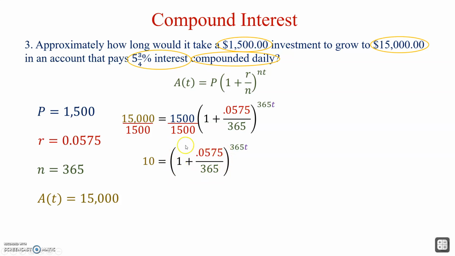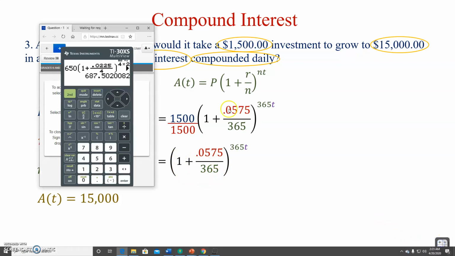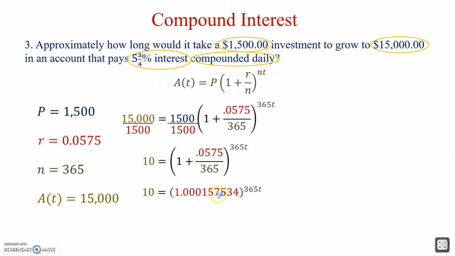Right here, you know what? Instead of trying to get rid of these three numbers independently, let's go ahead and just simplify this. So let's see what that equals. What is that? 1 plus 0.0575 over 365. It's going to be a crazy decimal. Yeah, that's crazy. But that's what we'll put. What's that? 0.0000157 some stuff. There we go. All right.